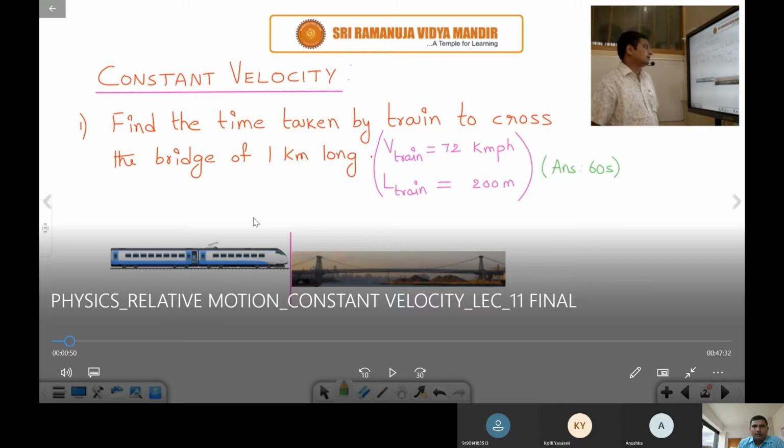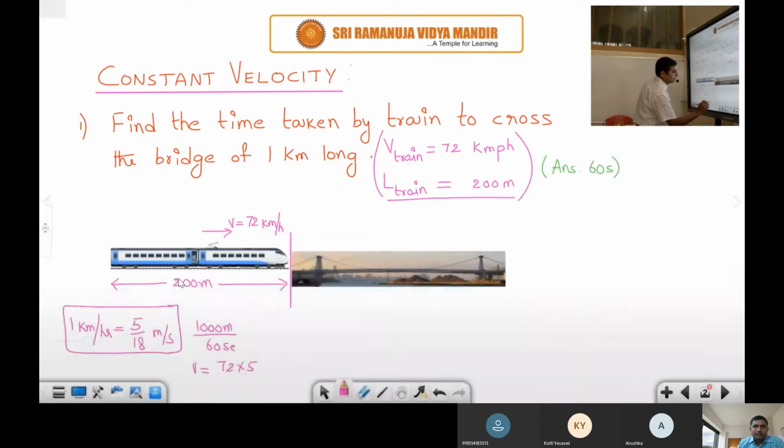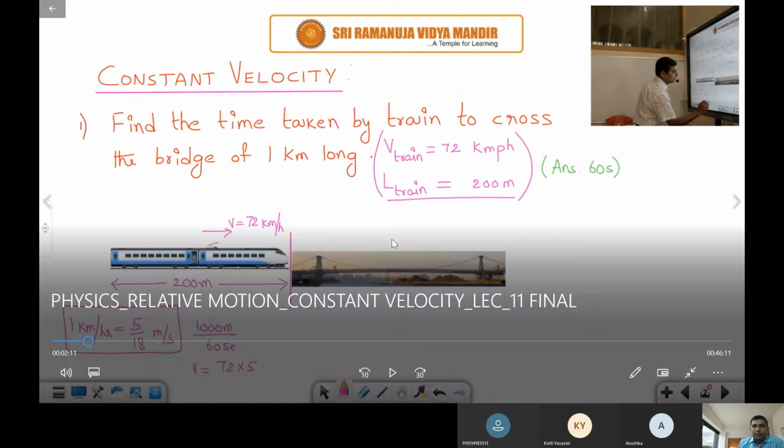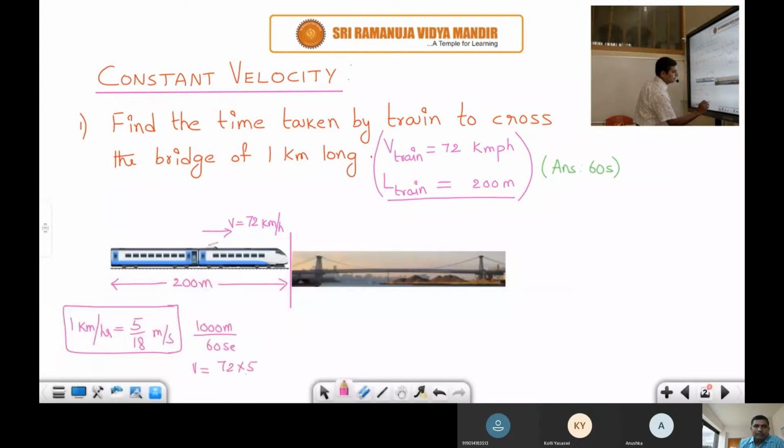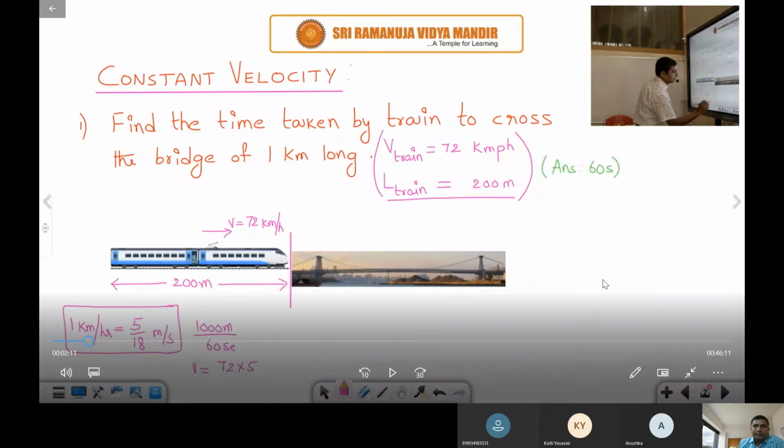So now this is a constant velocity. So basically we have an equation. Of course, first we have to convert kilometers per hour into meters per second. And this is the conversion: 1 kilometer per hour is equal to 5 by 18 meter per second. Please always remember this one. This is very, very important.